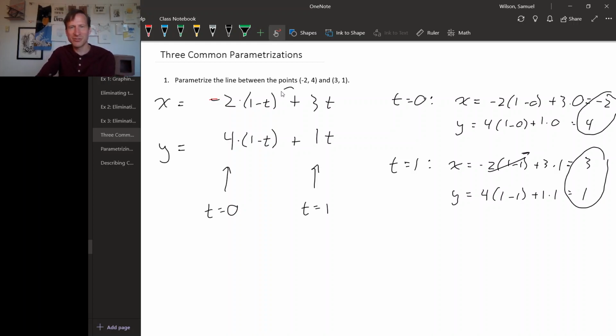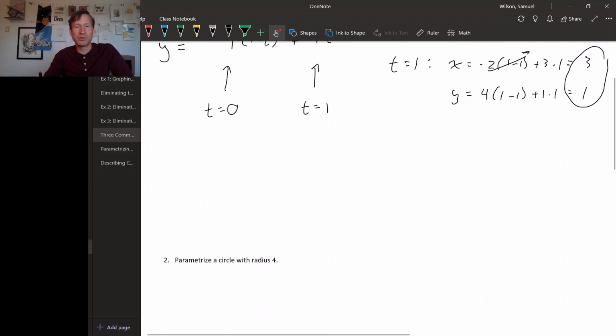So this trick, using t's to blend the beginning and ending coordinates, will really work for any 2 points. There was nothing that we did here that was special about these 2 points. So if you have any 2 points, you can easily parameterize the line segment between them just by blending them in this way.